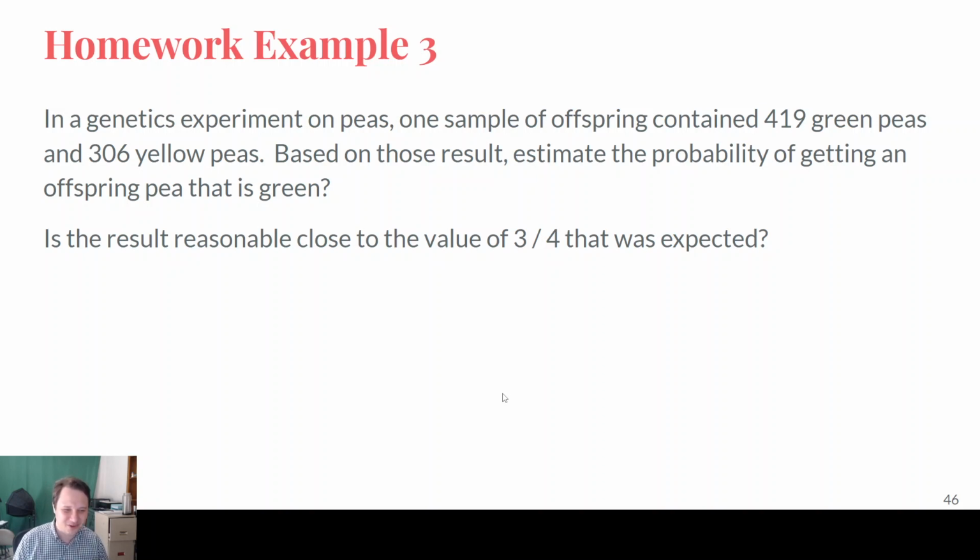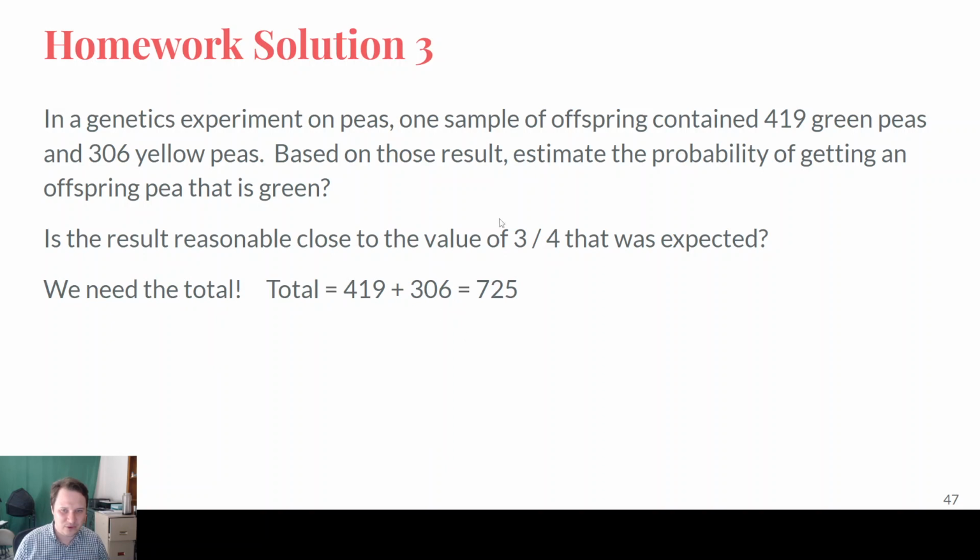We need to find the total. If you're stuck on a probability question, it's always a good idea to find the total. So we do that. 419 plus 306 gives us 725. And the problem won't tell you to do that. You need to know to do that.